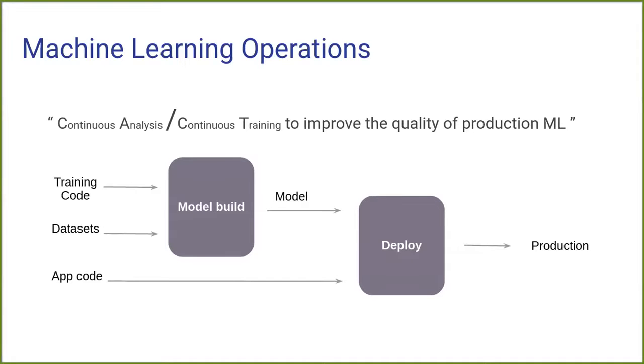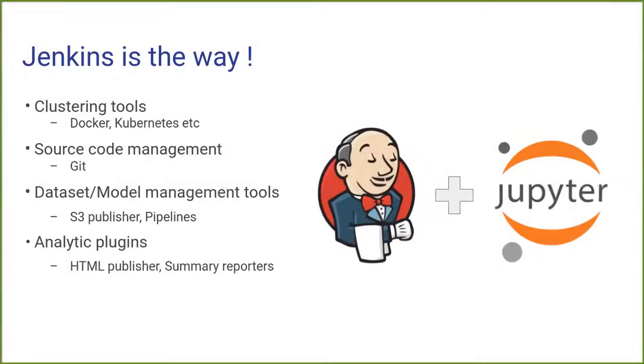So let me explain how they are achieving this using the plugins of Jenkins in ML operations. If you take one machine learning operation, there must be multiple steps like training, pre-processing, and validation. So there are a lot of intermediate steps. For the clustering tools, you can use the Docker plugin or the Kubernetes plugin. So there are lots of clustering tools available in Jenkins.